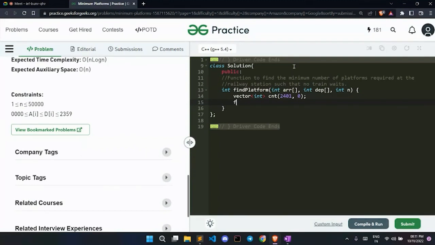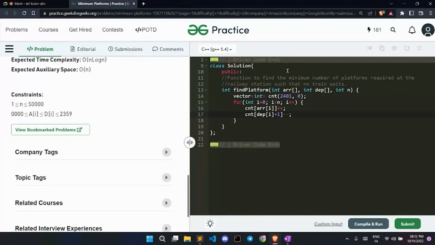And after this, we will iterate over all the trains, since there are n trains, so we will iterate over all of them. And we will say that at this particular point, one train has arrived. So how many trains were present initially? We should increment it by 1. So for this, plus 1. And how many trains departed at this particular instant? So at the next point, they won't be present. So for this train, I will decrement the value of the next point by 1.